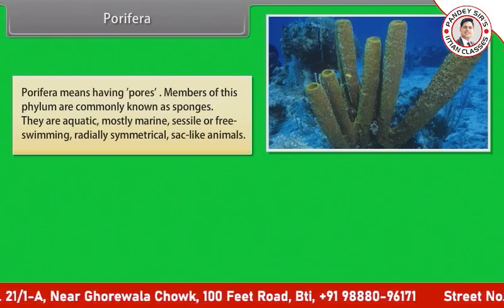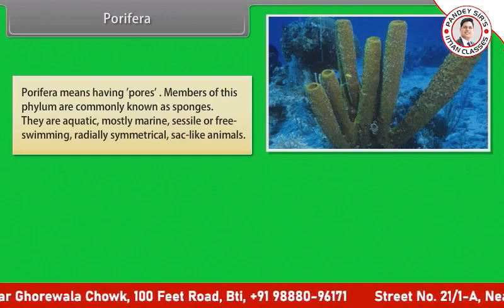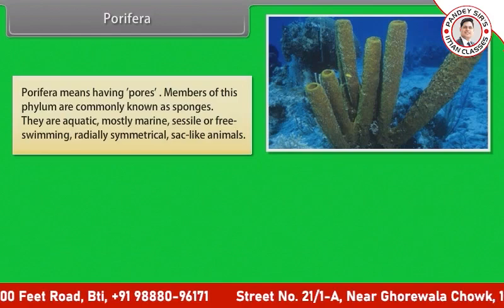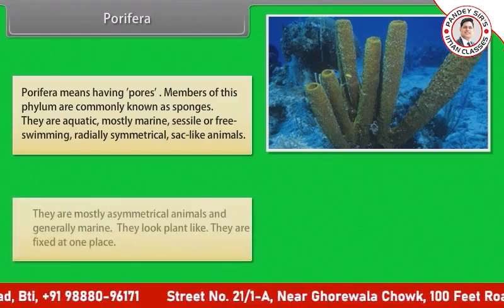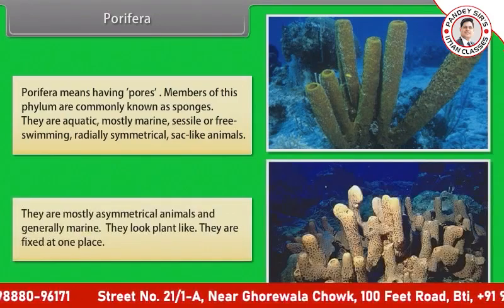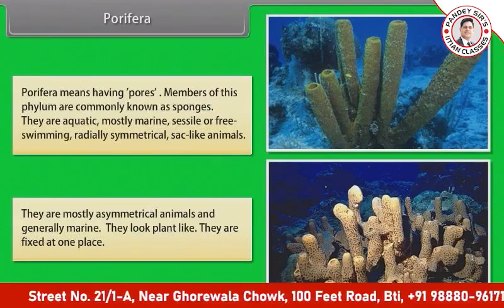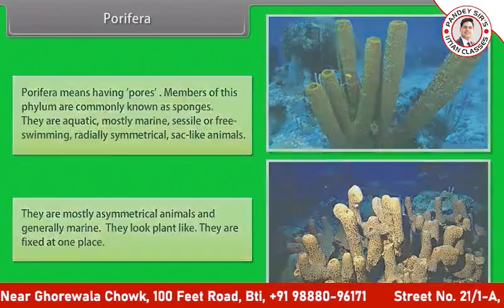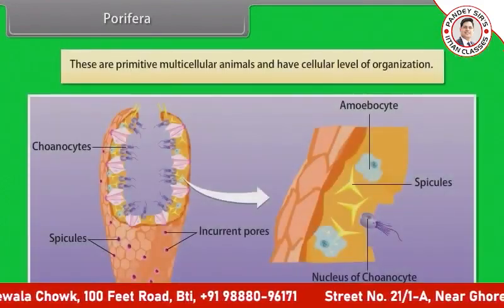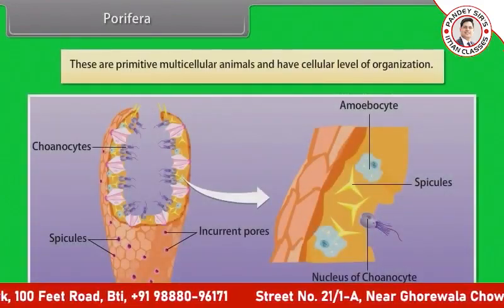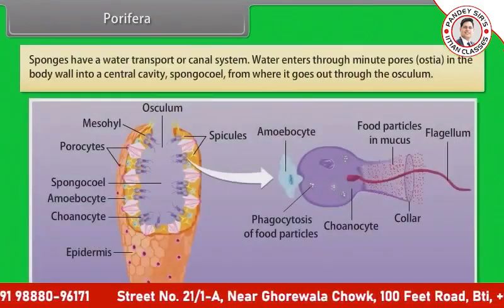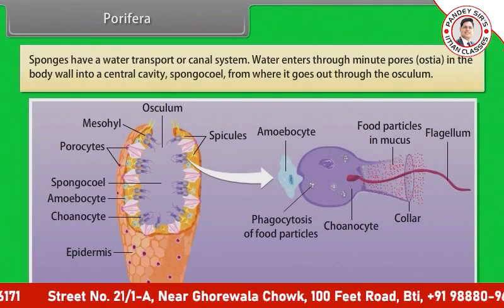They are aquatic, mostly marine, sessile or free-swimming, radially symmetrical, sac-like animals. They are mostly asymmetrical animals and generally marine. They look plant-like. They are fixed at one place. These are primitive multicellular animals and have cellular level of organization. Sponges have a water transport or canal system.